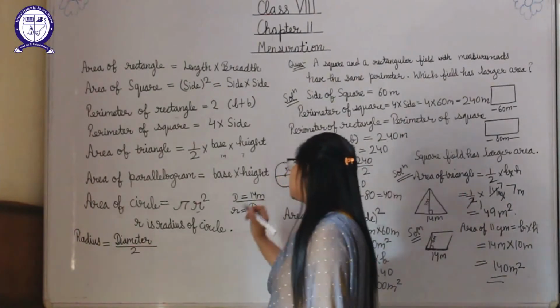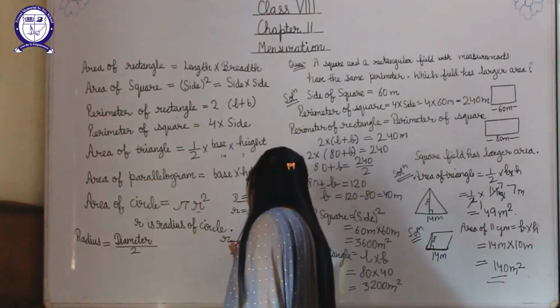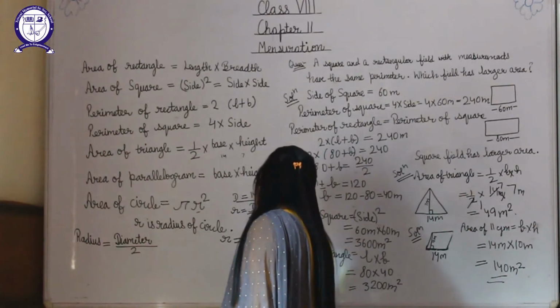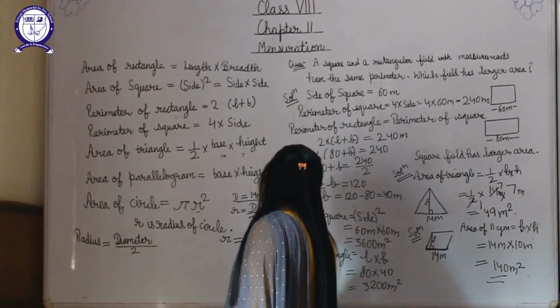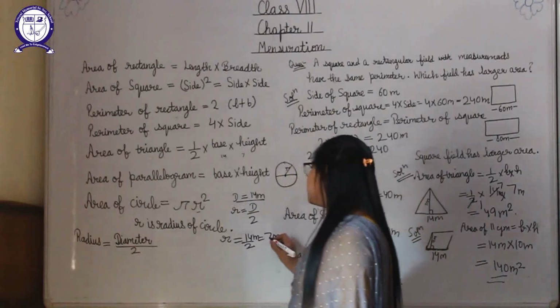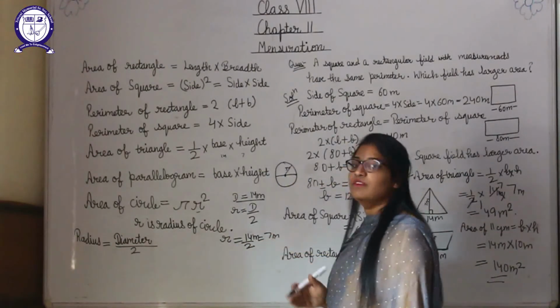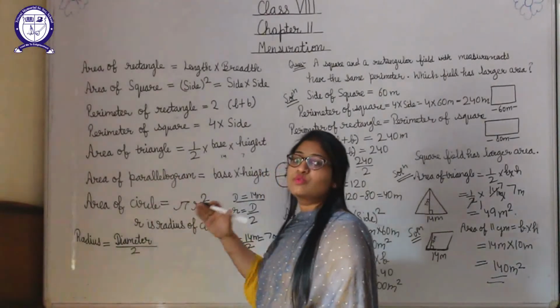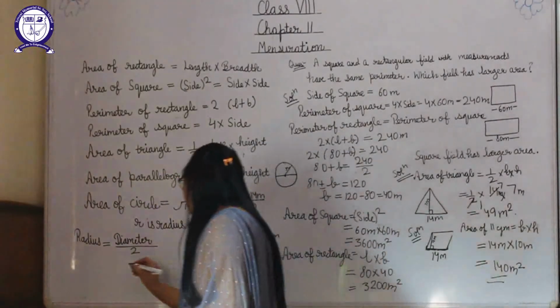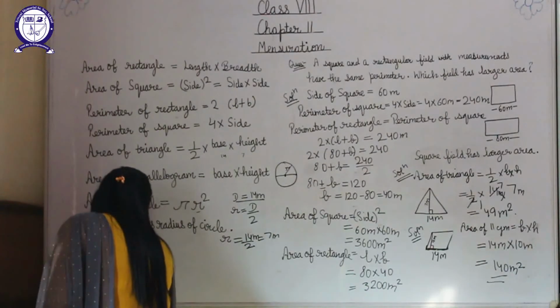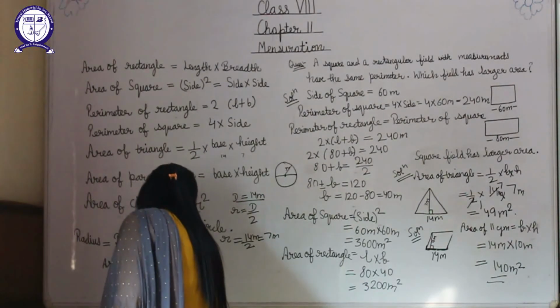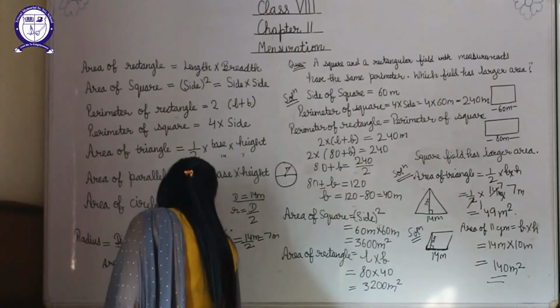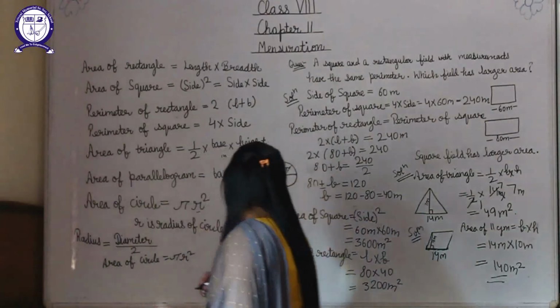Now as the diameter is given as 14, what will be the radius? The radius will be 14 by 2, so it will be 7 meter. 14 by 2 will be 7, so the radius comes out to be 7 meter. Now suppose you have to find the area of the circle. So here the area of the circle is equal to pi r square. R square means r into r.